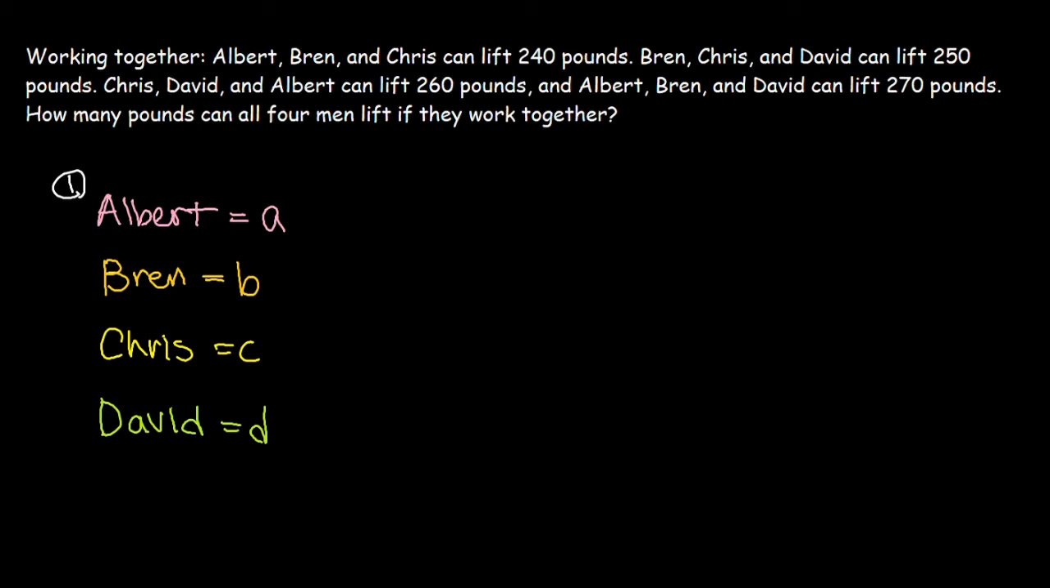Now let's move on to the second step. The second step again is pretty much self-explanatory. You have to set up an equation, and in this case we're going to set up four equations because we're given four different clues. So let's do that. We're given that Albert, Brent, and Chris can lift 240 pounds.